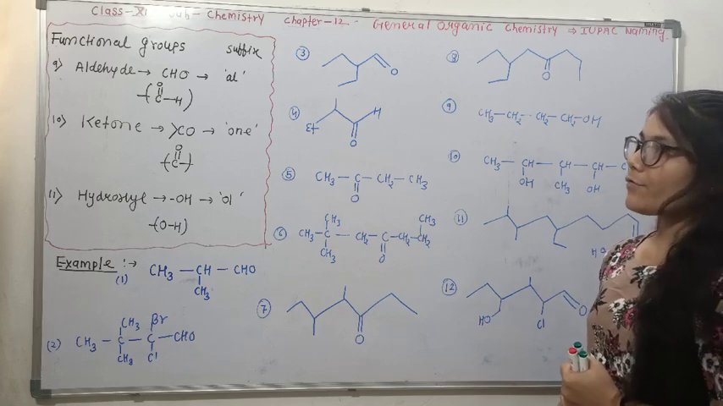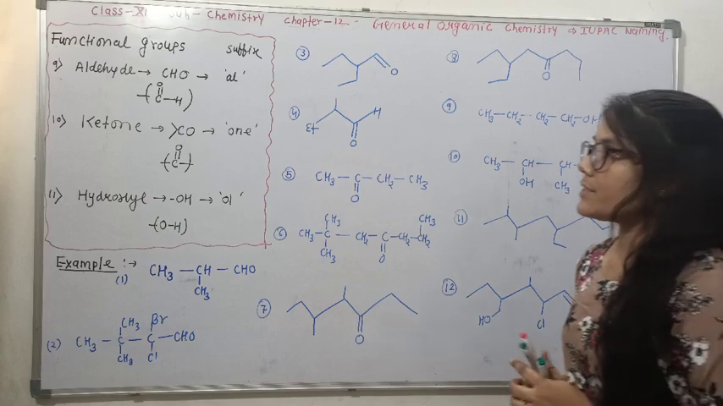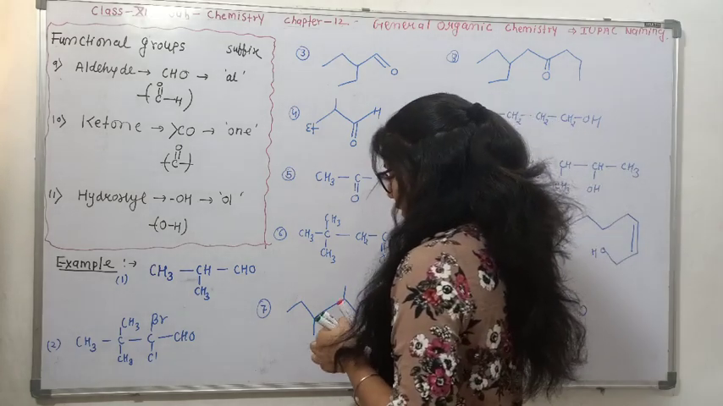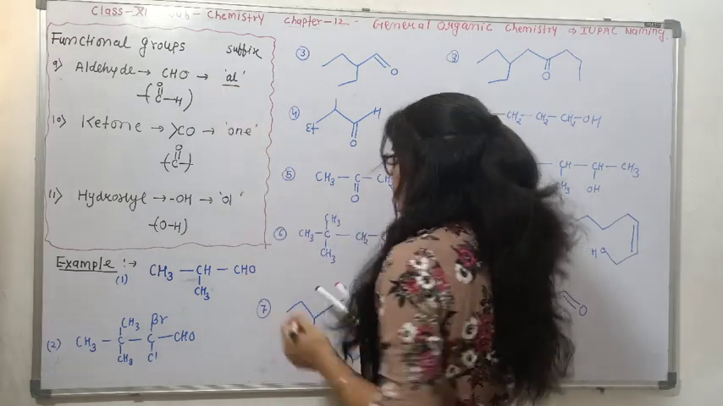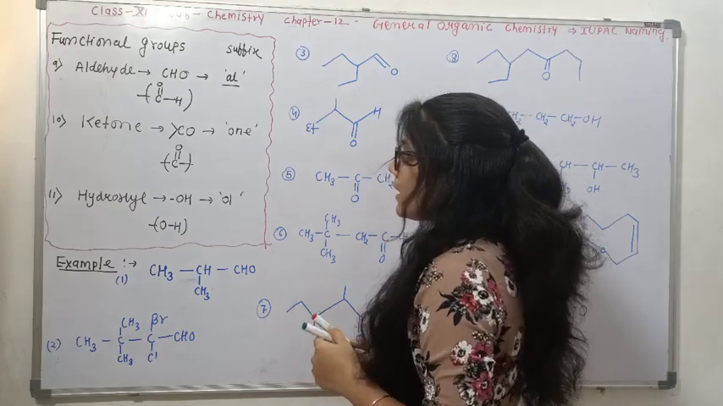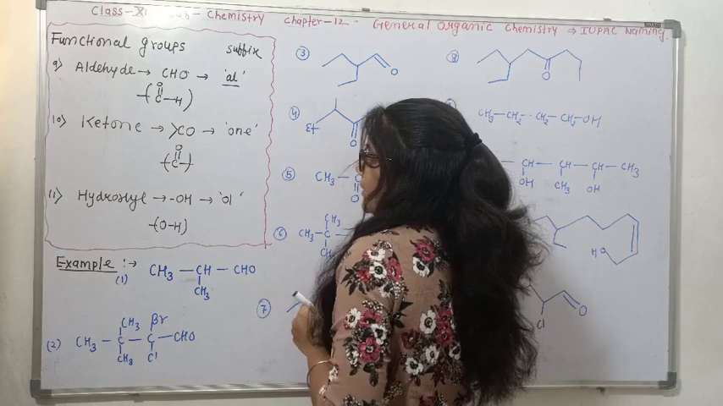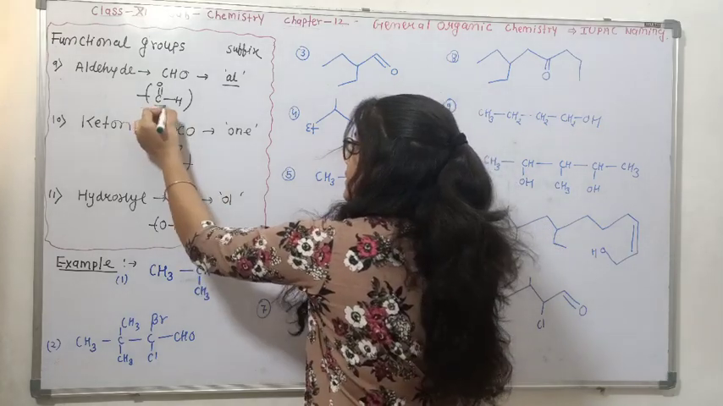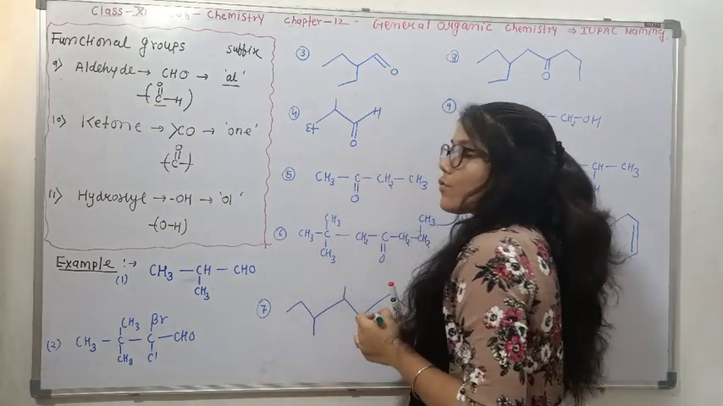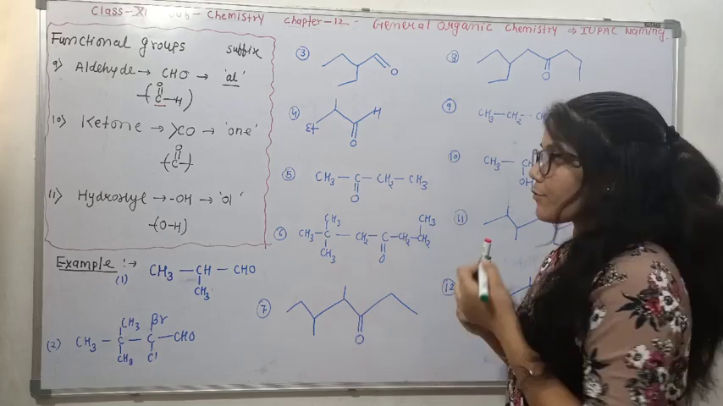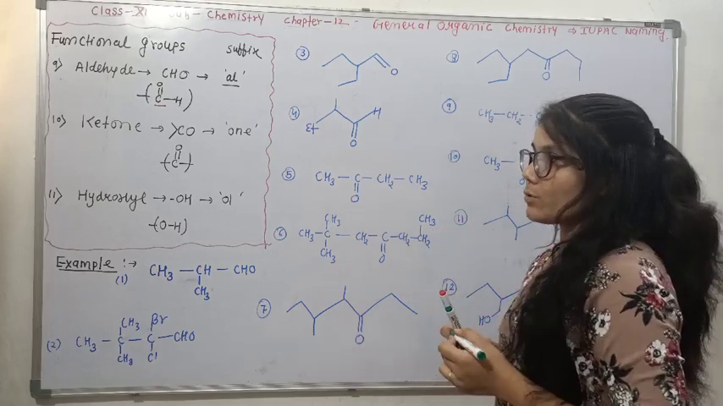For the naming of aldehyde compounds, the suffix used is -al. Now you can see the aldehyde itself has a carbon atom. So wherever this functional group is present, we'll start numbering the chain from the functional group carbon only.